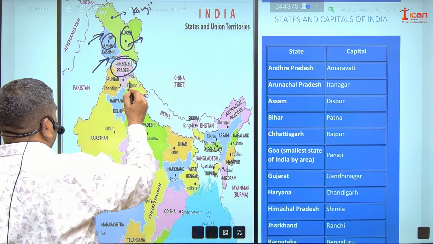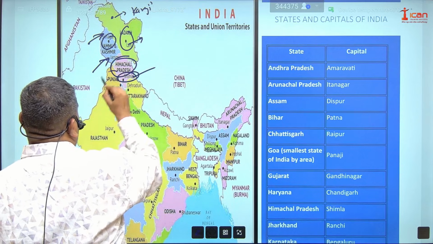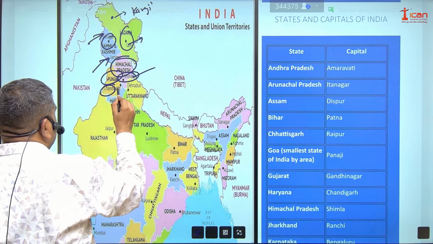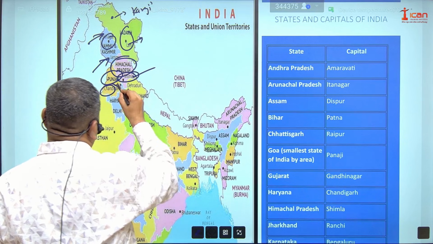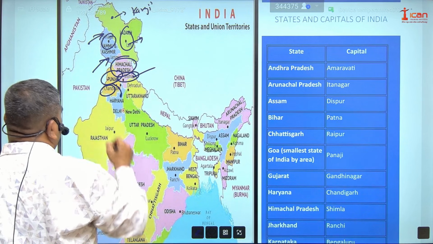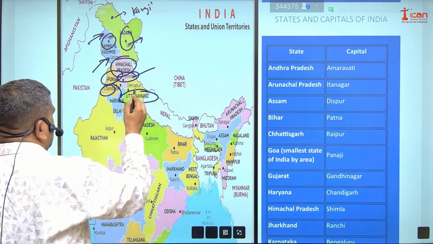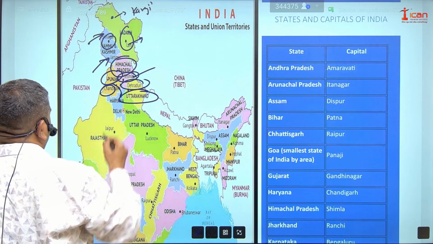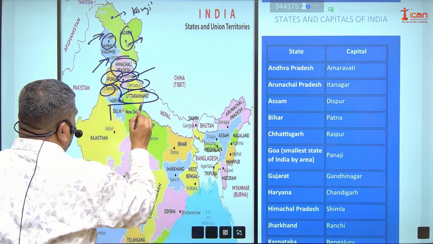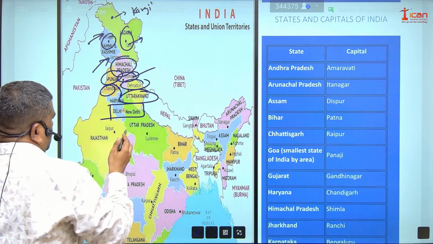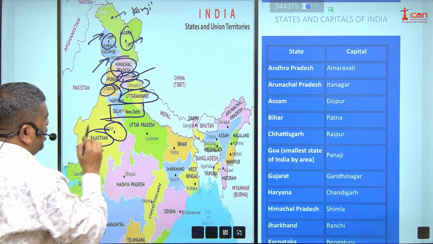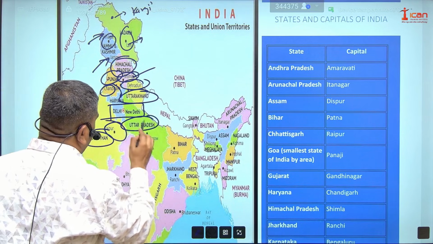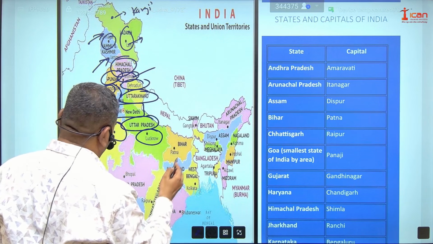Then we have Himachal Pradesh, the capital is Shimla. Punjab has Chandigarh as the capital. Chandigarh is also the capital of Haryana, and again it's a union territory. So Punjab has Chandigarh and Haryana also has Chandigarh as capital. Uttarakhand, a comparatively new state, has Dehradun as the capital. Delhi, which is the union territory, has New Delhi as the capital. Then if you go to the west, we have Rajasthan, which has Jaipur as the capital. Then Uttar Pradesh has Lucknow as the capital.